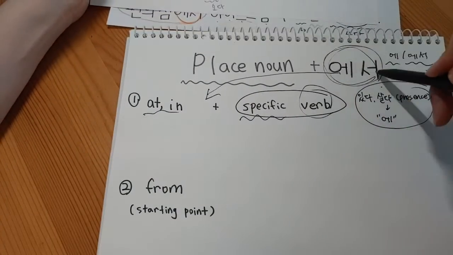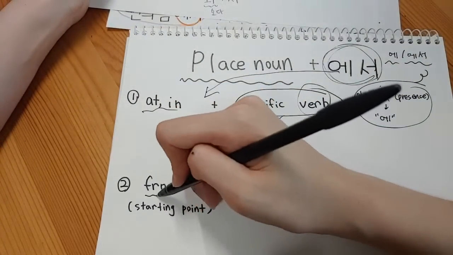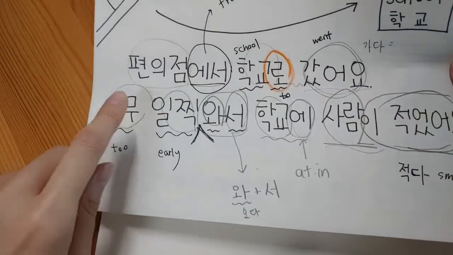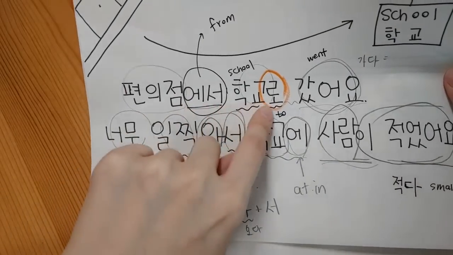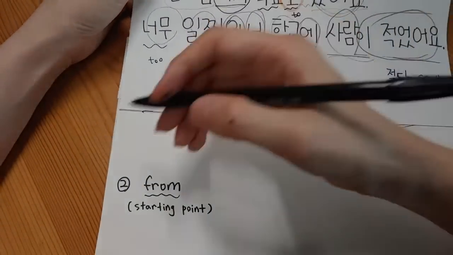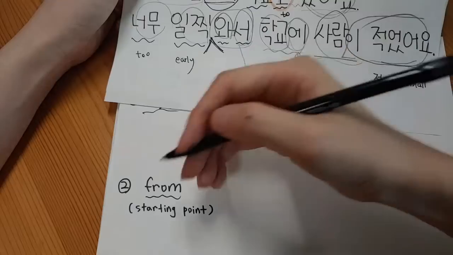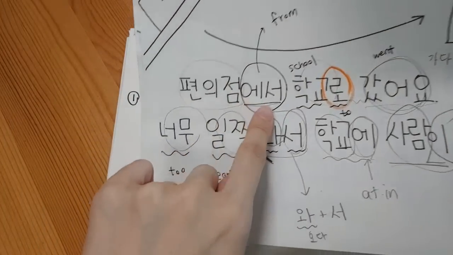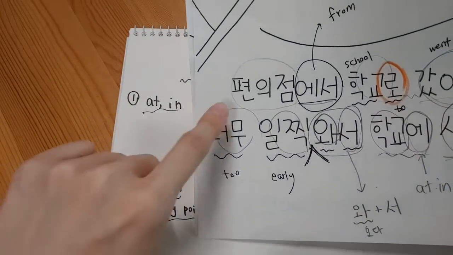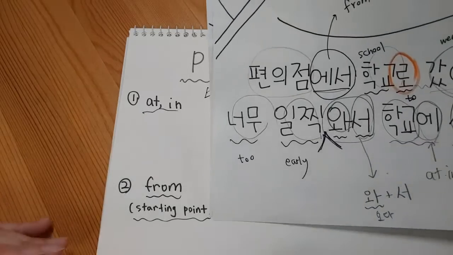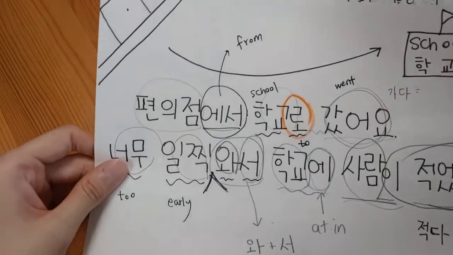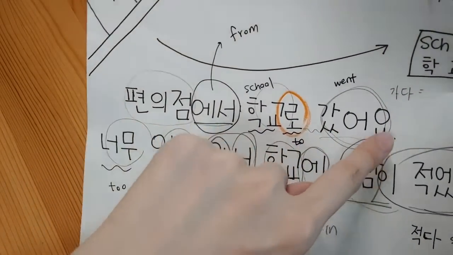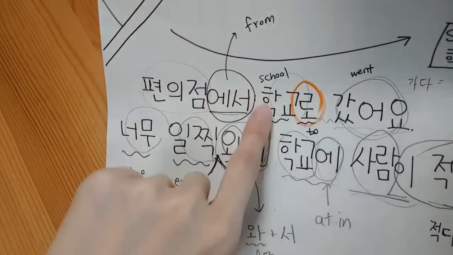And 에서 can also mean another thing, which means from. So if you look at this sentence, 편의점에서 학교로 갔어요. So when you say from something, it usually means the starting point, right? So 에서 is used when you want to indicate that the preceding noun is the starting point of somewhere. So if you look at the next sentence, it says 학교로 갔어요. Went to school.